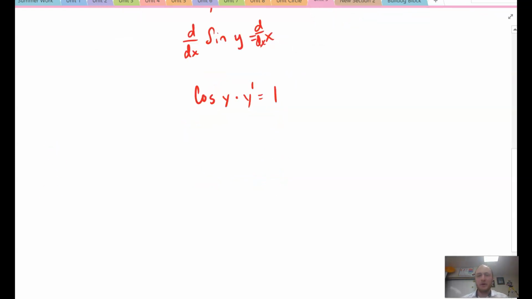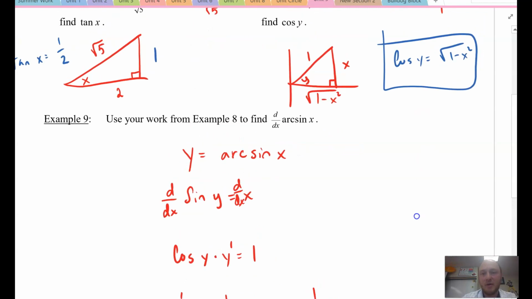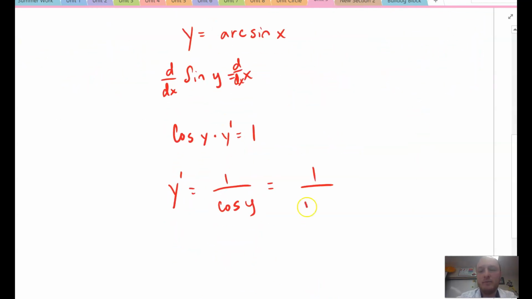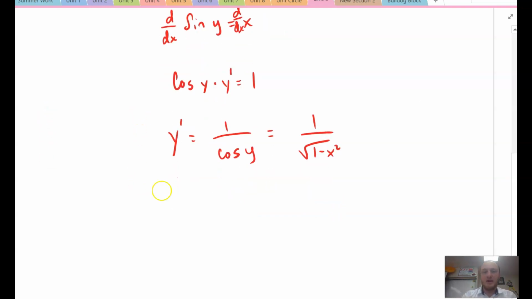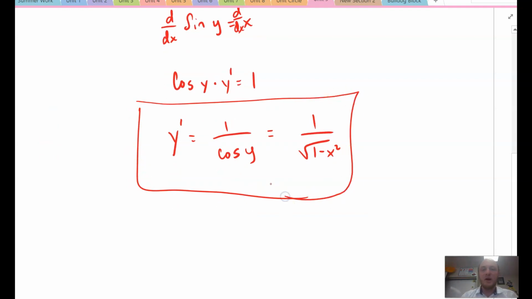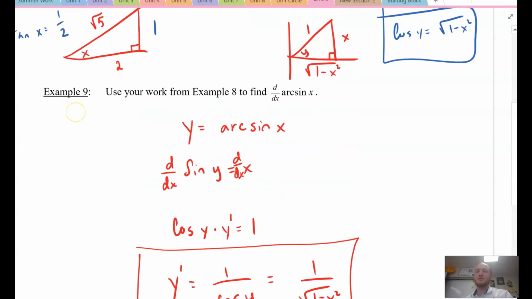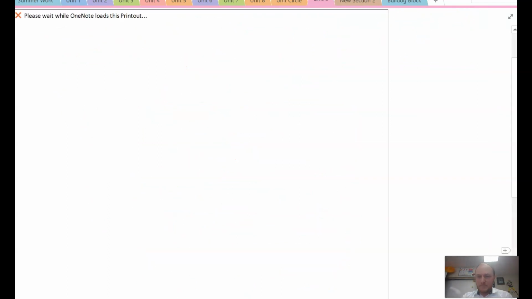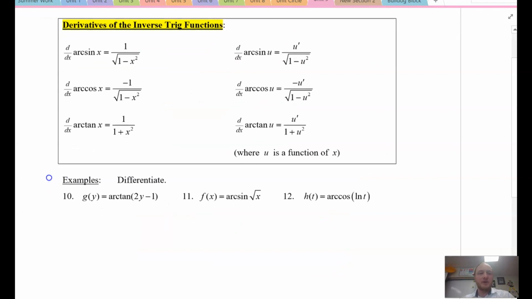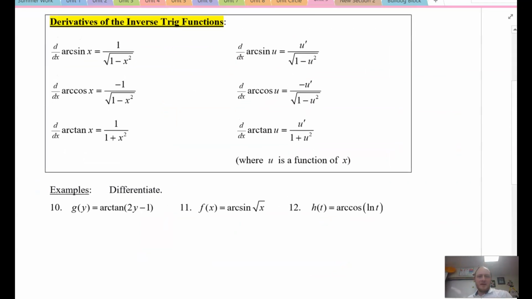Okay, so if I want to get y prime, isn't y prime equal to 1 over cosine of y? And what is cosine of y? Well, we just found it up here, which is the square root of 1 minus x squared. So y prime is 1 over the square root of 1 minus x squared. And ta-da! There is your derivative of arc sine. We have derived it. Now that looks very, very weird, and I agree with you. Here are the derivatives for the inverse trig functions, and they look weird. You just derived it, so you could do the same thing for any of these other functions.